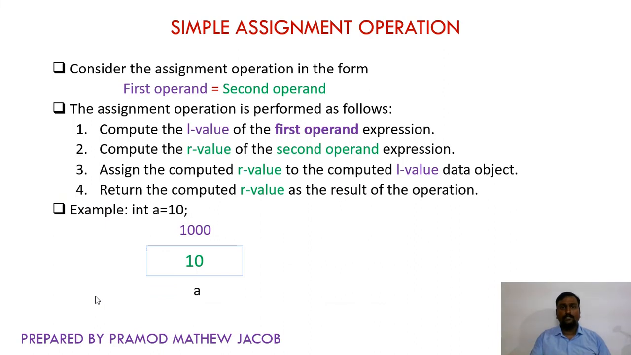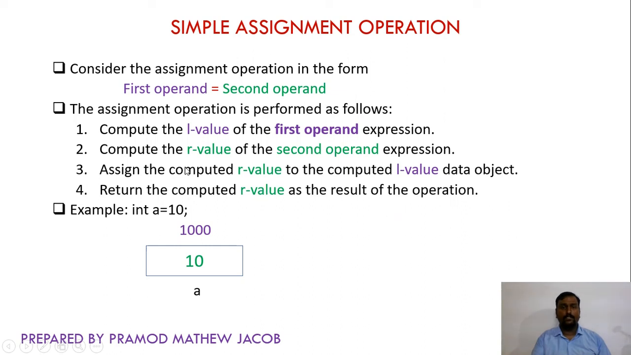Let's first understand the simple assignment operation. Consider the assignment operation in the form first operand is equal to second operand. The assignment operation is performed as follows. First, compute the locator value or the L value of the first operand expression. Then compute the R value of the second operand expression. Then assign this R value to the computed L value. Then return the R value as the result of the operation.